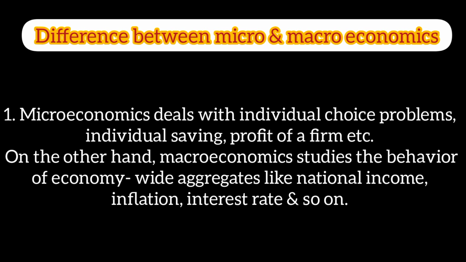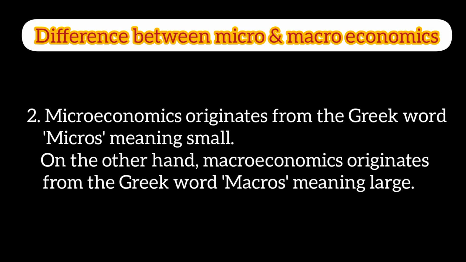Now, let's move to the differences between micro and macroeconomics. Number 1. Microeconomics deals with individual choice problems, individual saving, profit of a farm, etc. On the other hand, macroeconomics studies the behavior of economy-wide aggregates like national income, inflation, interest rate, and so on. Number 2. Microeconomics originates from the Greek word mikros, meaning small.